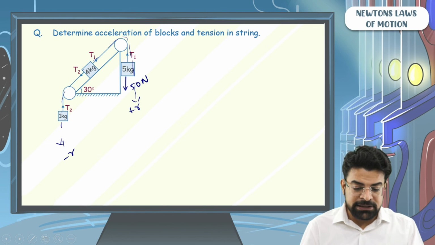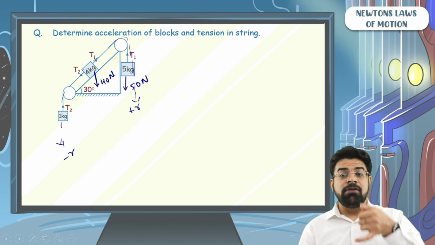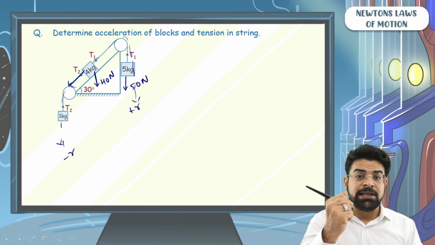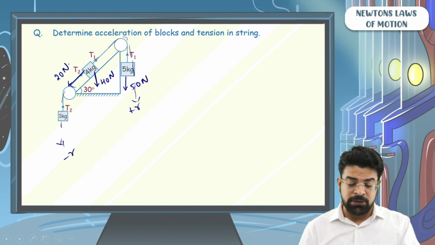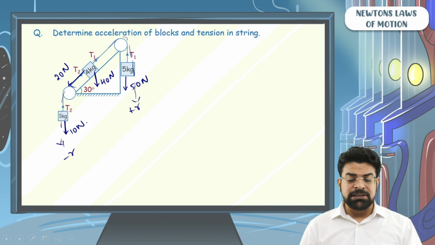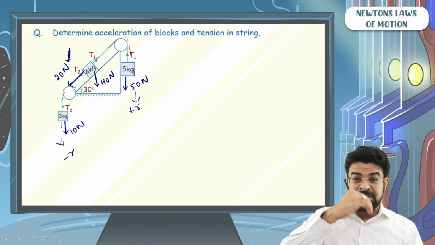On the 4 kg, there is a force of gravity downward 40 Newton, but it will have a component along the axis you have chosen, and that will be equals to 40 sine 30. 40 sine 30 is 20 Newton. And on the 1 kg mass, there will be a force of gravity 10 Newton. Notice that this component of the force of 40 Newton tries to move it towards negative gamma.